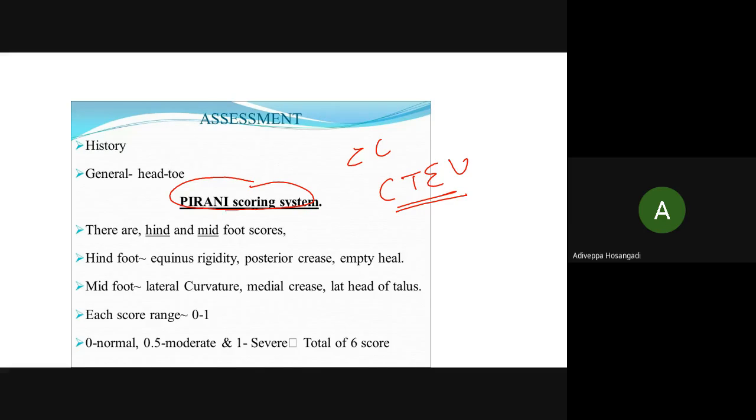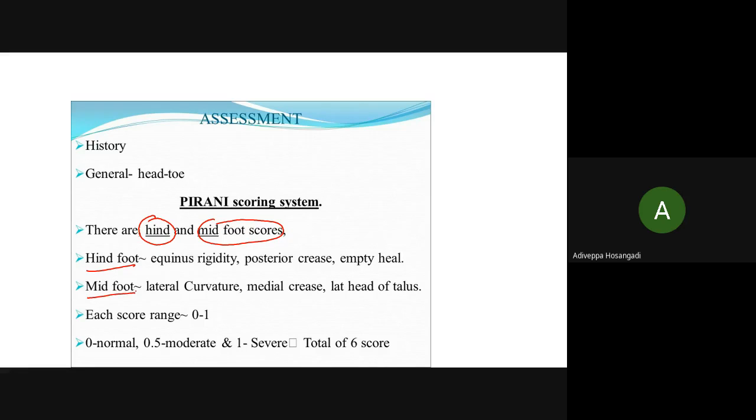What do they see in the scoring system? There is a hind foot score and a mid foot score. There's no big deal, please don't get confused. Watch patiently. It is not like GCS, where EMV is scored up to 14 or 15. Pirani scoring is very, very simple. There is a hind foot score and a mid foot score.